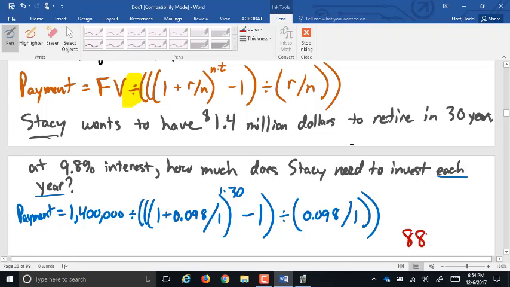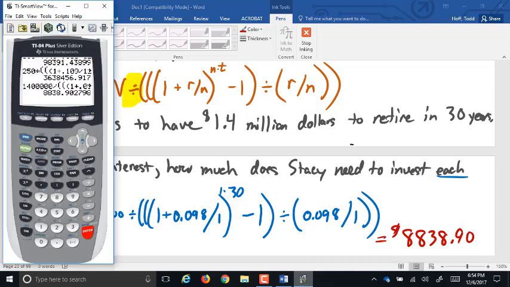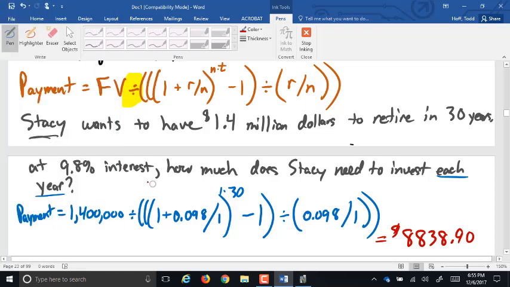$8,838.90. Is that what you guys got? No? You want me to run it through again? $8,838.90? Okay. That sounds like a lot, but divide it by 12. It's still $700, $730 a month.